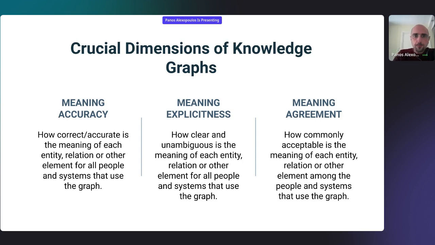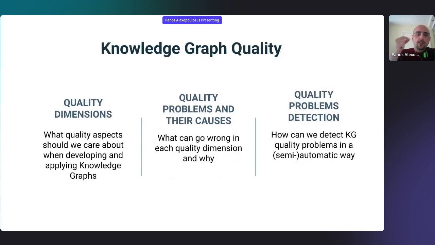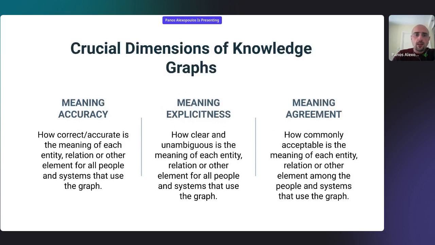In that sense, I want to talk today about knowledge graph quality, and that is how do we practically ensure that these three requirements, these three dimensions, are covered.